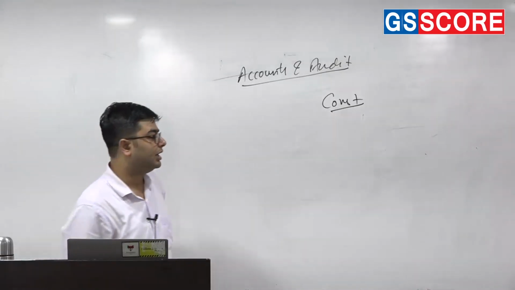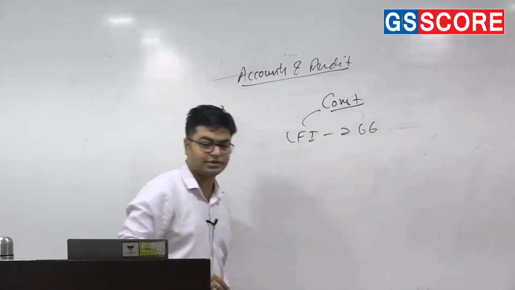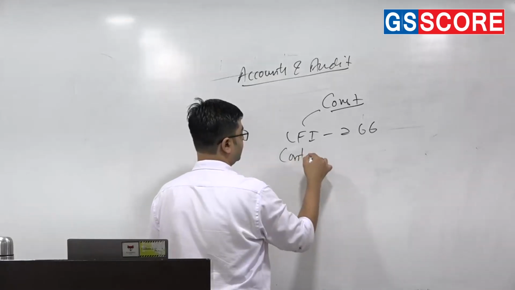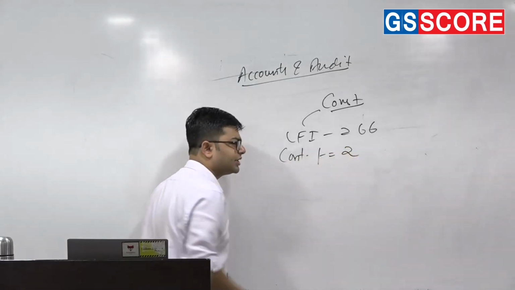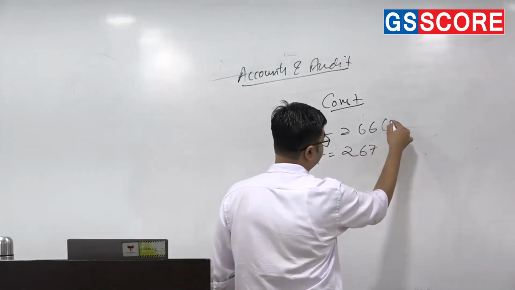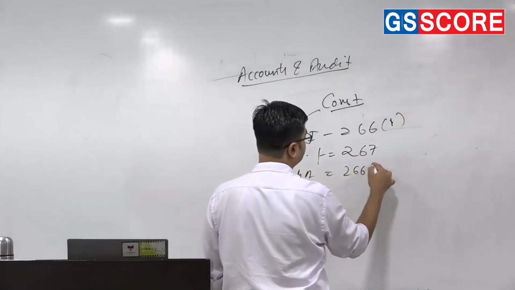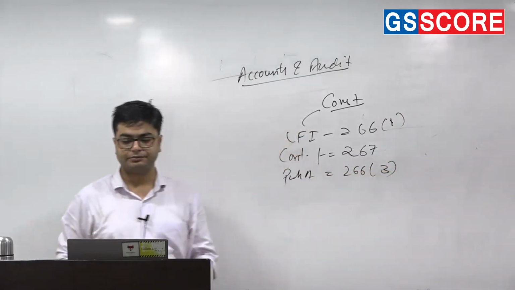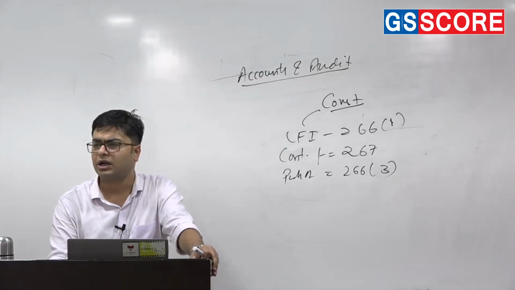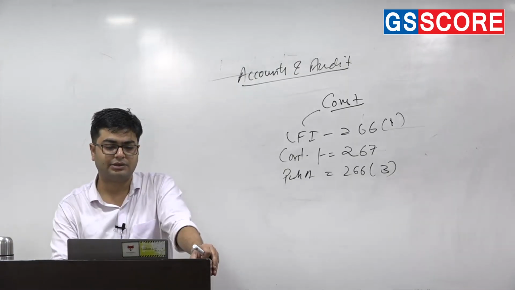vis-a-vis, let us say, Consolidated Fund of India, Article 266, Contingency Fund, Article 267. This is subclause 1. Then the public accounts will be 266 subclause 3. Okay. What are the basics? For example, treasury bills, etc.